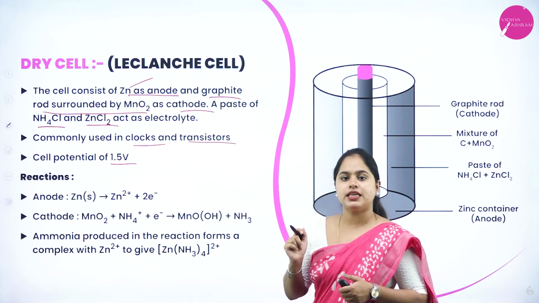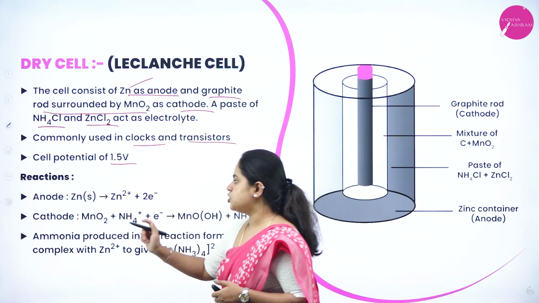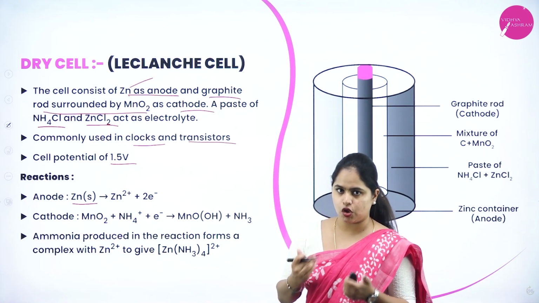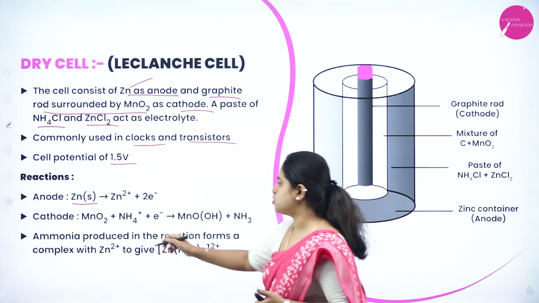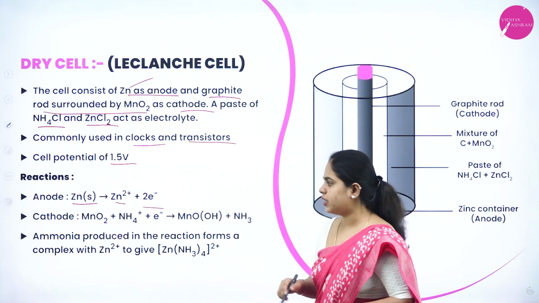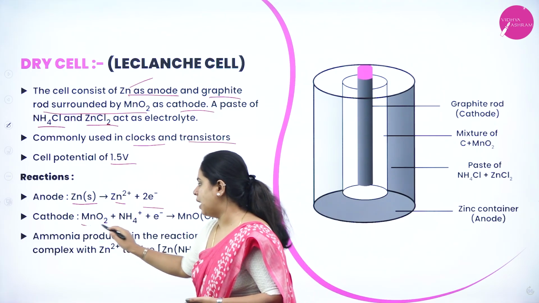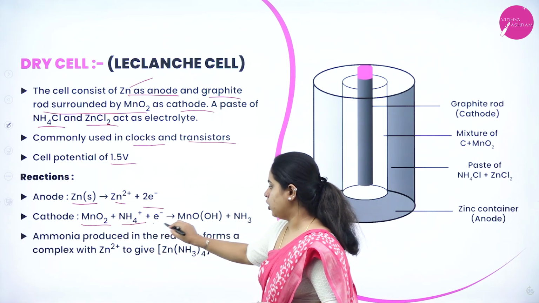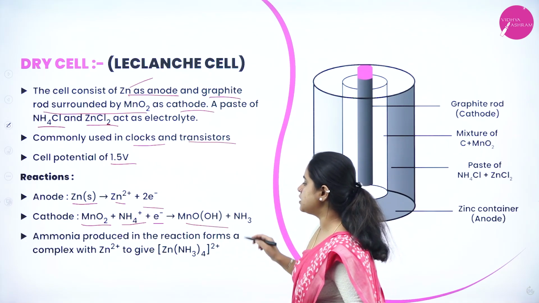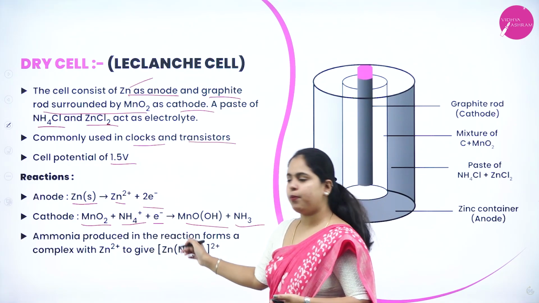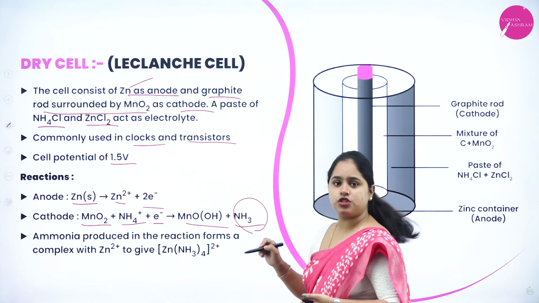Now let's see the reactions involved here. In the anode, it is always oxidation. Zinc gets oxidized to Zn2+ and releases 2 electrons. In the cathode, manganese dioxide, MnO2, reacts with ammonium ion, accepts an electron, and forms MnOOH and ammonia. So ammonia is produced in the cathode.